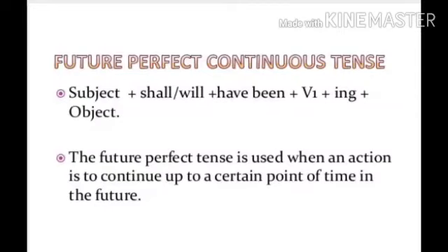Now move towards the last kind of tenses, future perfect continuous tense. In the future perfect continuous tense, the action is described that will happen in future and will continue up to a certain point of time.